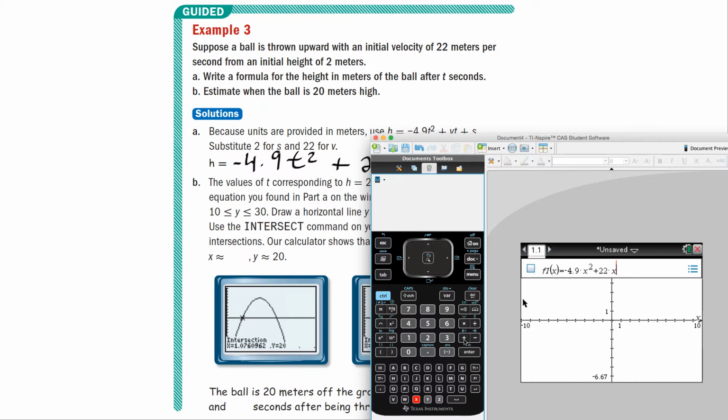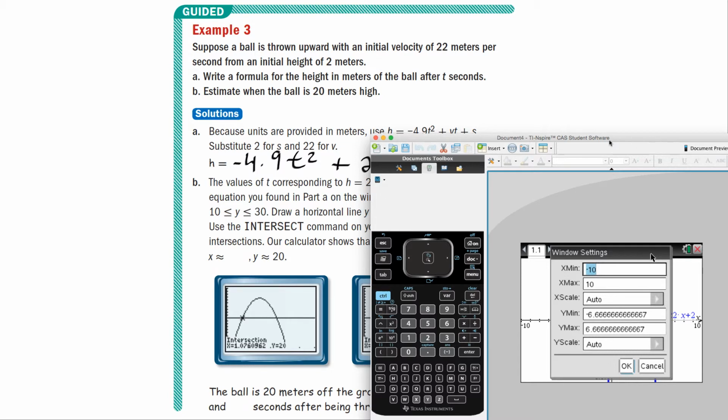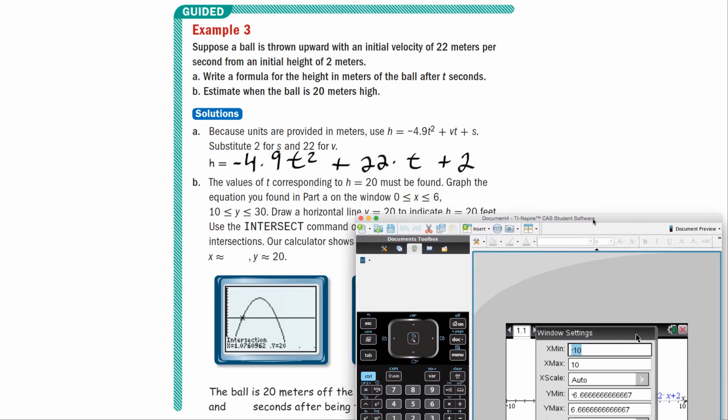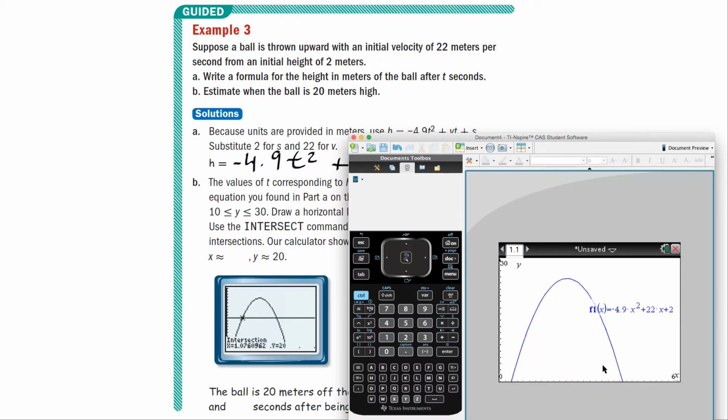Enter it. We've got to adjust our window. They gave us a window setting, right? So 0 to 6, and 10 to 30. Okay, so I've got my parabola. I can see it pretty clearly.